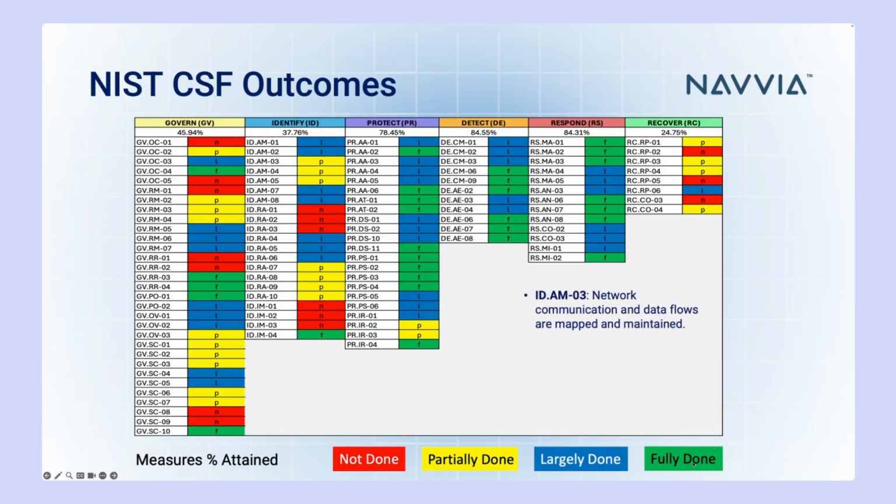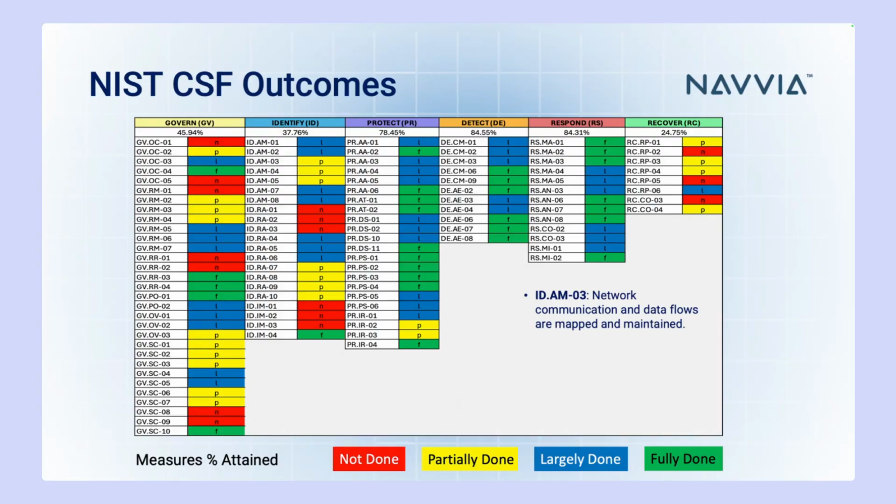As an example, let's look at ID. Overall we see a pretty low attainment of 37%. ID.AM-03 is only partially attained. So right away, we know for that specific outcome we're somewhere around a 30% attainment level. By talking to a lot of people, we've come back and said we're not doing everything we need to do.